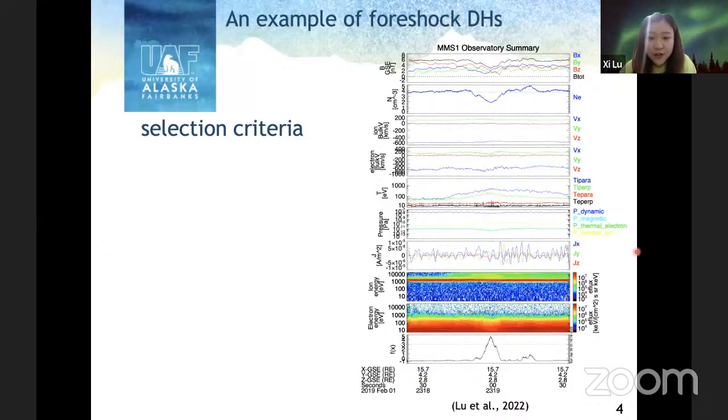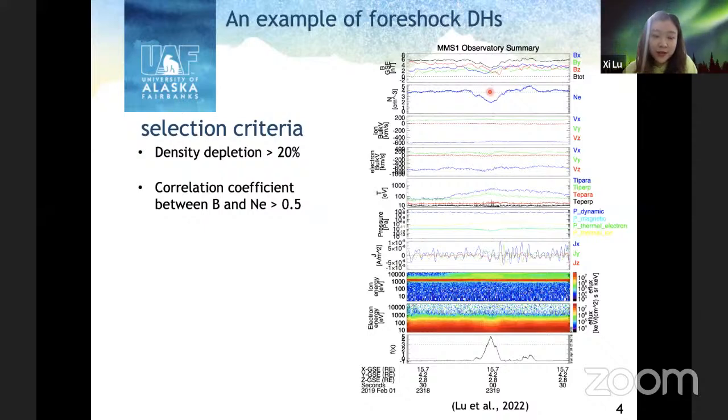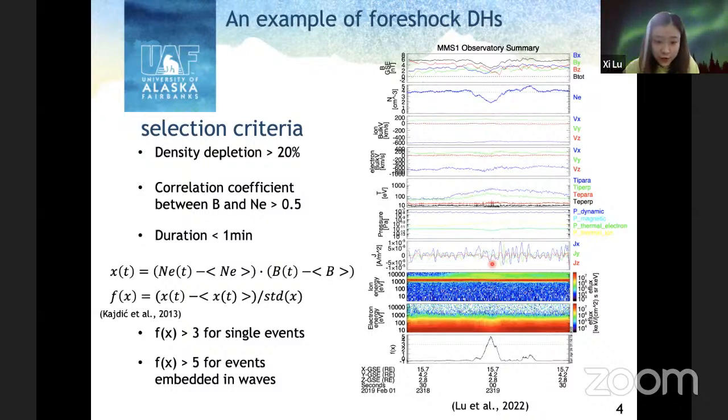In order to identify events like this, we used some criteria. First, the density depletion should be larger than 20%, and the correlation coefficient between magnetic field strength and electron density should be larger than 0.5. To distinguish this structure from other foreshock transients, the duration of the density hole needs to be less than 1 minute. And to exclude fast mode wave trains, we used a variable: the electron density minus its average, times the change of the magnetic field strength from its average. For isolated events like this, the variable minus its average and then divided by the standard deviation should be larger than 3. And for events embedded in waves, this function value needs to be larger than 5.